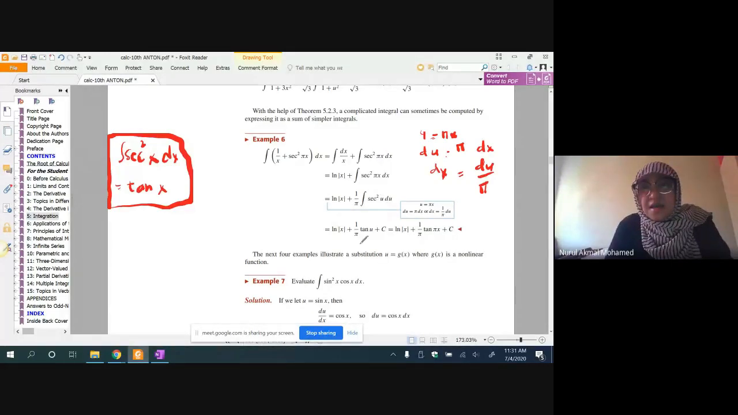And then the integral of sec squared u du, from this formula here, is equal to tangent u plus c. If you change all the variables in terms of u, you will get the integration of sec squared u du is equal to tangent u. So this one will be 1 over pi tangent u and then plus c.